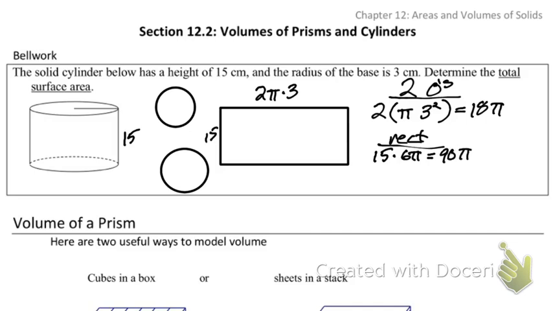So when we add these both things together, our surface area is going to equal 18 pi plus that 90 pi, which is going to equal 108 pi. Now we look to see if there are units. There are units, so we'll go centimeters squared. 108 pi centimeters squared. That is our bellwork.